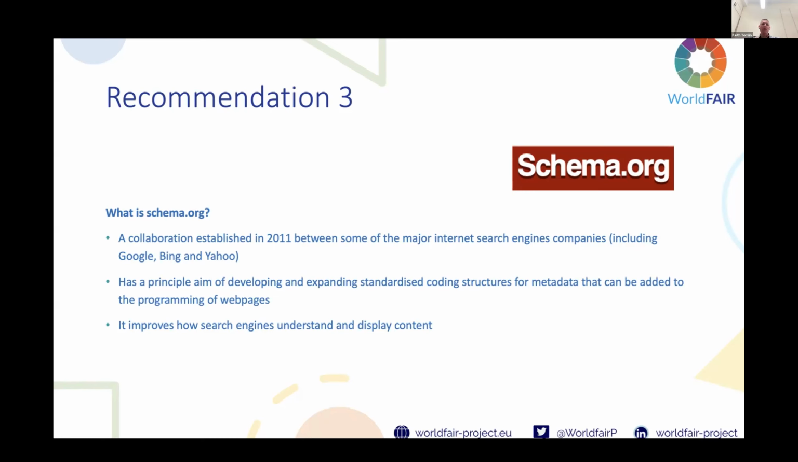Its principal aim was to develop and expand these standardized coding structures for metadata. And these are added to the programming of web pages. So they're embedded within web pages, and they are doing the work of identifying metadata and identifying the sources of data. And it then also improves how the search engines understand and display content.